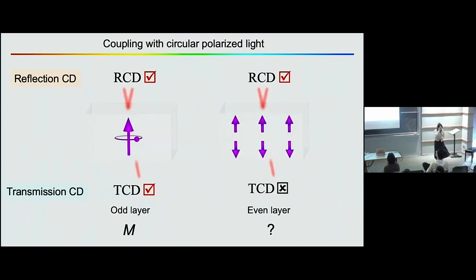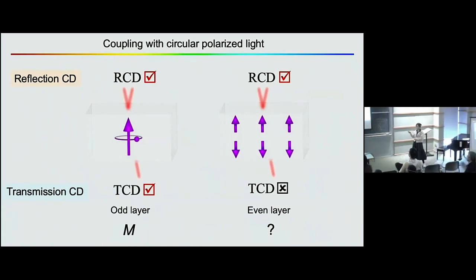Okay, so now the question is, what is the mechanism for the circular light to couple with this AFM state? And this AFM state, which I did not mention, has a special PT symmetry. It's a parity times time reversal symmetry system. And this one is time reversal symmetry, but P is preserved.